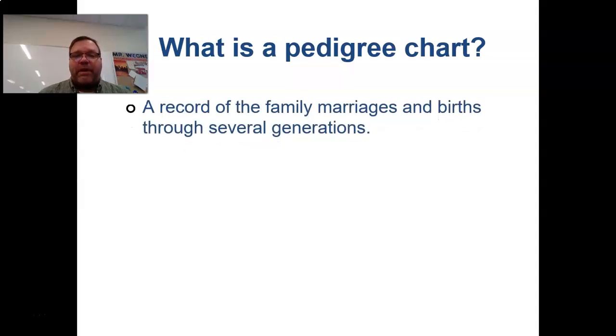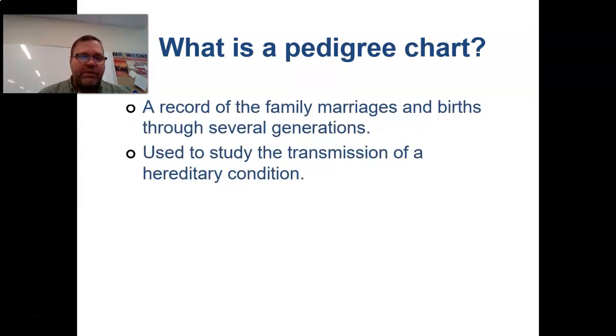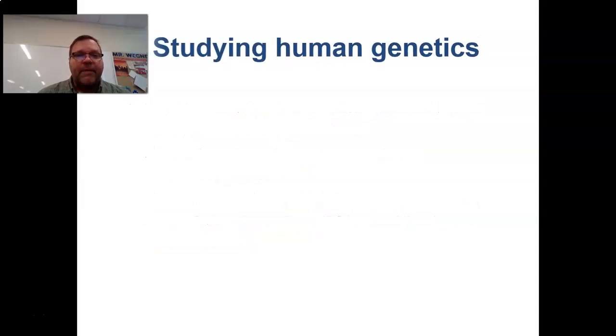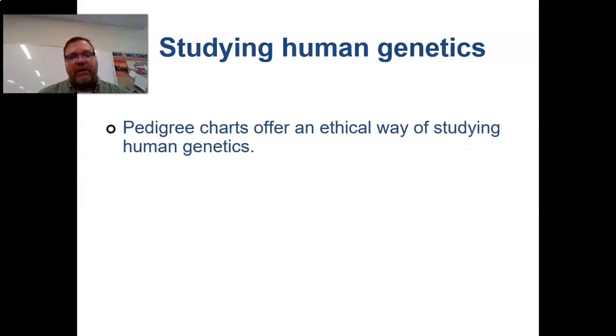It's a record of family marriages and births through several generations. It's used to study the transmission of hereditary conditions. Useful when there are large families and there is a good family record over several generations. Studying human genetics, pedigree charts offer an ethical way to study human genetics.